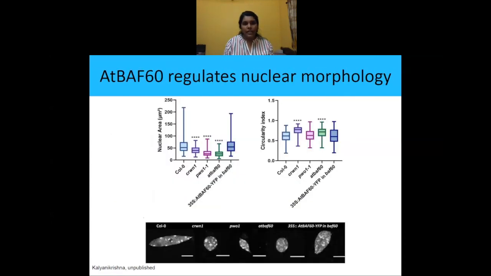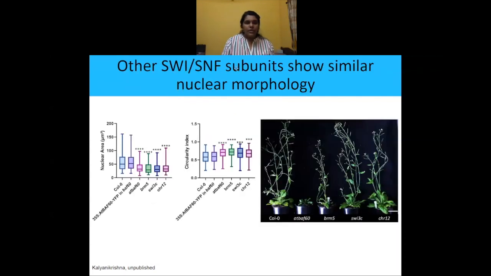Next, we looked at the nuclear morphology, which is the key phenotype in these mutants. And we could observe that ATBOB60 indeed showed a reduced nuclear area and increased circularity, just like CRWN1. And in order to support this, we also tested whether it is a peculiar phenotype shown by ATBOB60 or whether this is common for the SWI/SNF chromatin remodel complex.